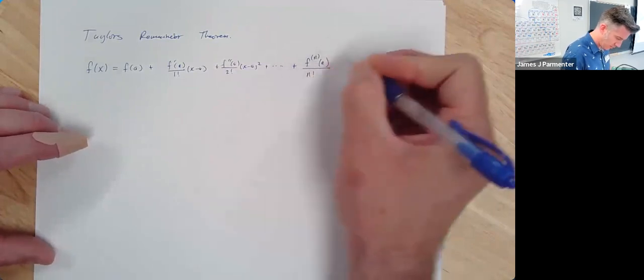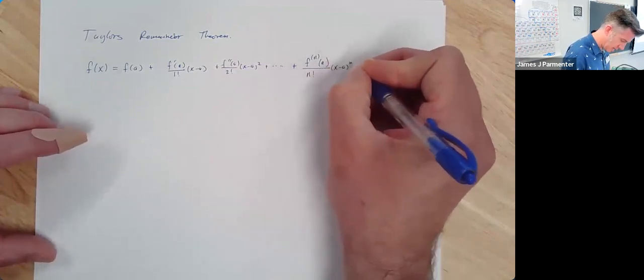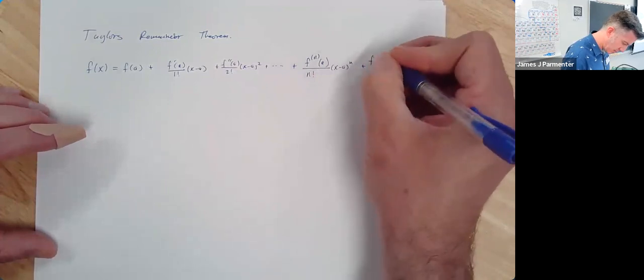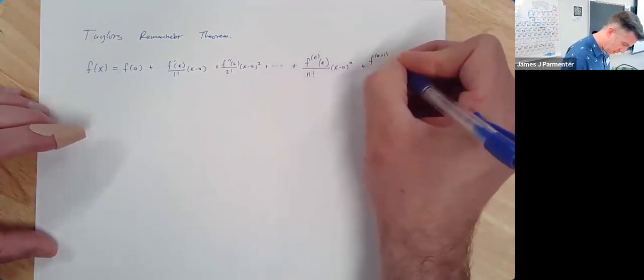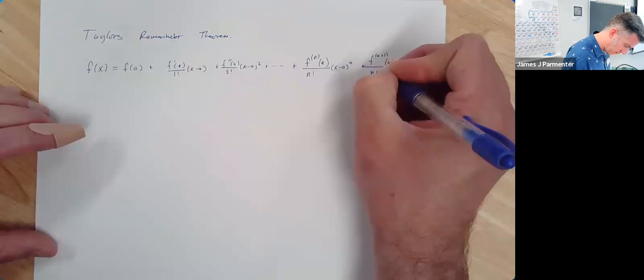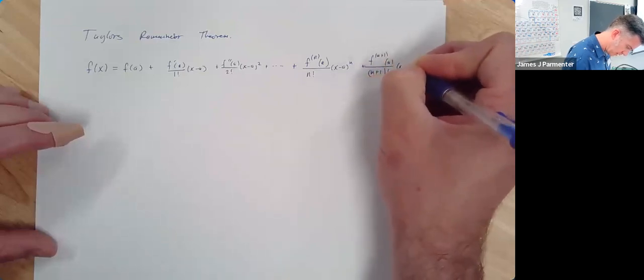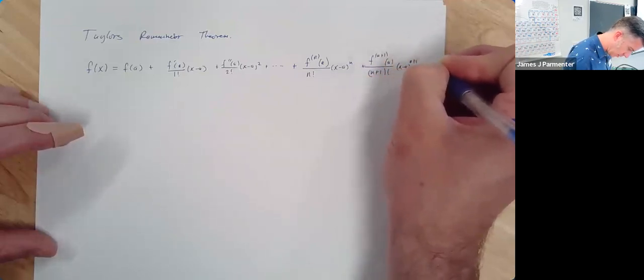You actually mean you're raising that function to the nth power, which is a different thing. Over n factorial times x minus a to the n, plus the next derivative at a over n plus 1 factorial times x minus a to the n plus 1. And go on and on and on.